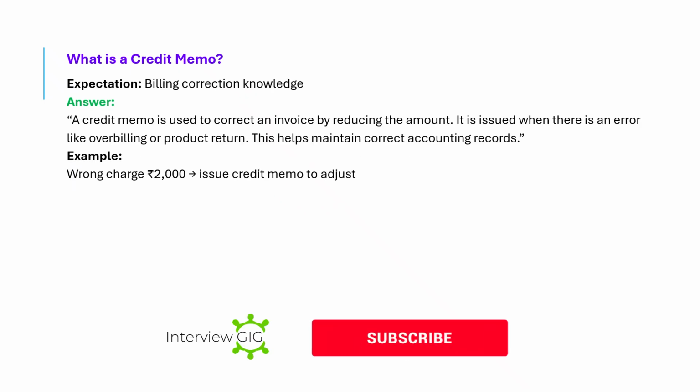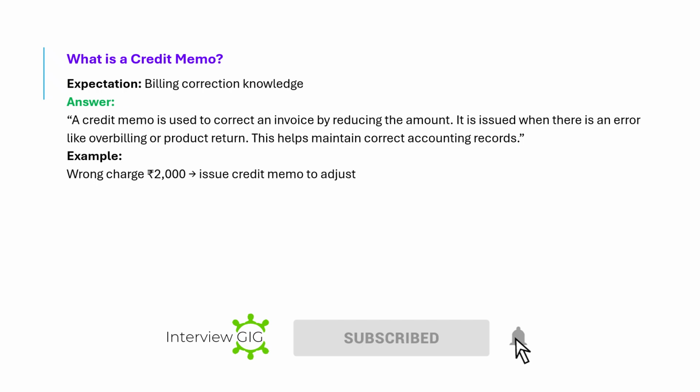What is a credit memo? Expectation: billing correction knowledge. Answer: a credit memo is used to correct an invoice by reducing the amount. It is issued when there is an error like overbilling or product return. This helps maintain correct accounting records. Example: wrong charge 2,000, issue credit memo to adjust.